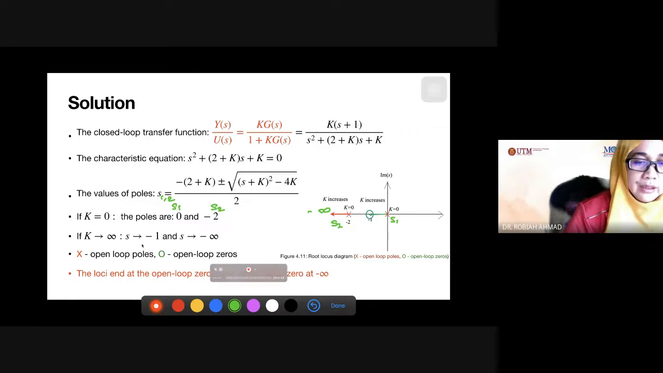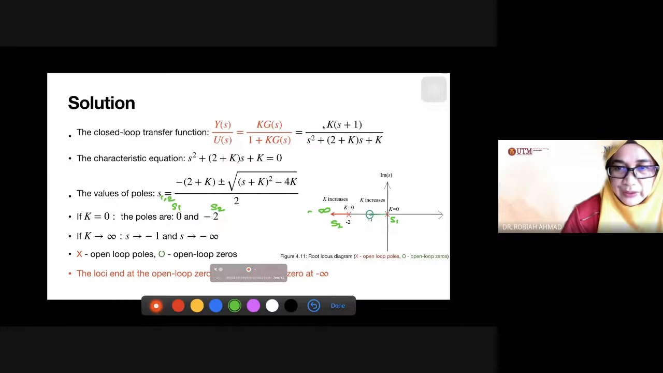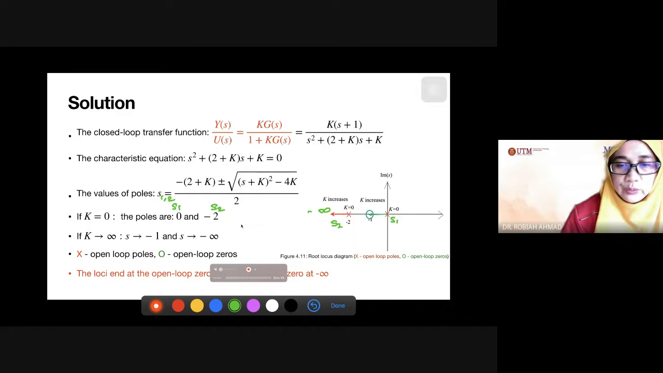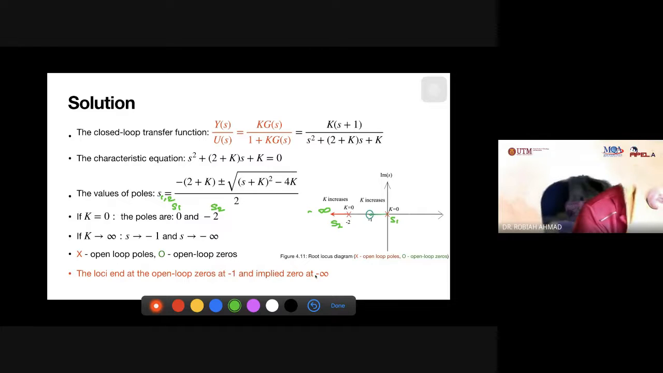Okay, so I put a note here. Cross is for open loop poles, circle is open loop zeros. Because last time we have here, okay, if we don't have the k, our first one, s plus 1, is our zeros, and the second one is s plus 2, which is our open loop. That's why it's called open loop poles, open loop zeros.